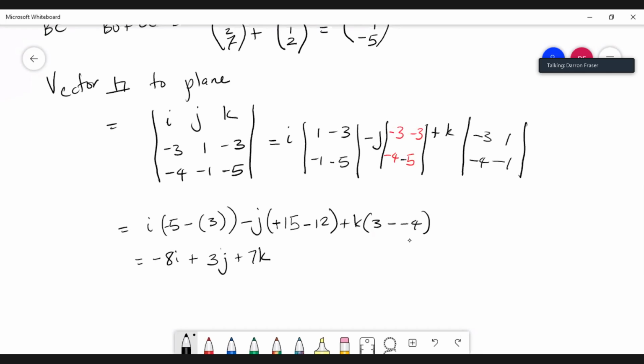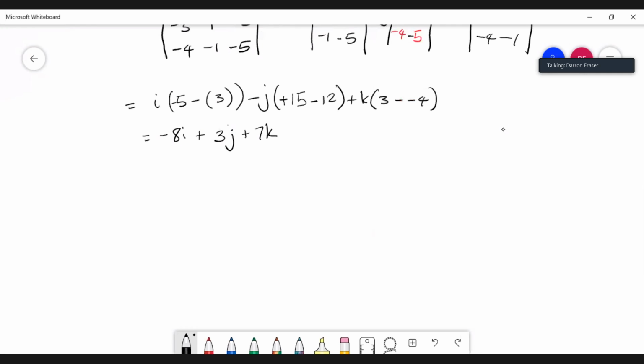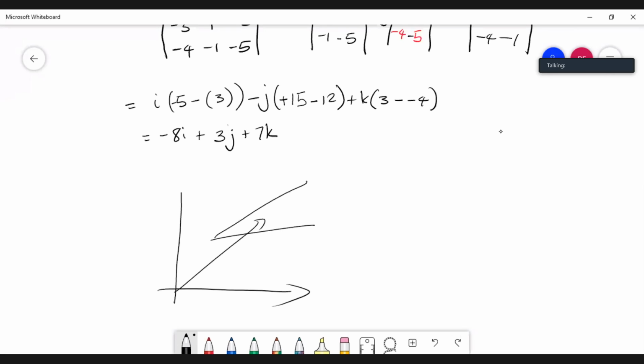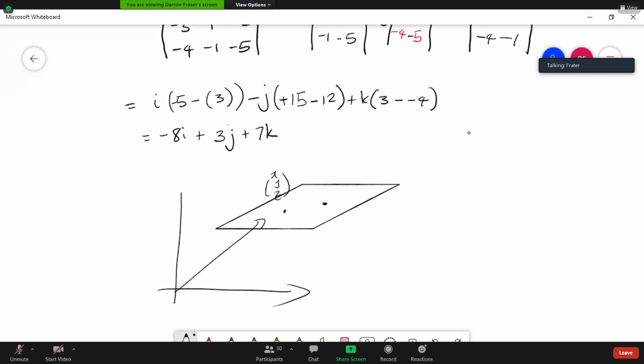All right. So now we find the vector perpendicular to the plane. So the next step is that we say we have a vector x, y, z, and then we have to pick up one position vector, any one.